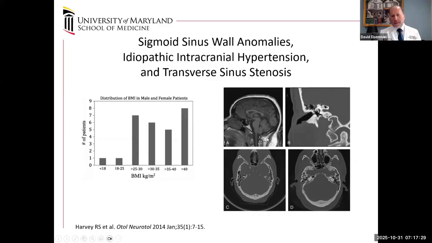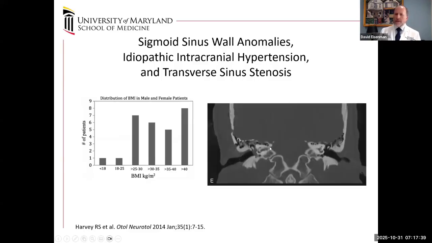Here was one example. She had an empty sella. She had a middle fossa encephalocele. She had a sigmoid sinus dehiscence. We repaired it, and her pulsatile tinnitus got better. We did a middle fossa approach and repaired her with a titanium mesh plate. This was a little while ago. Nowadays, I would have repaired both of these through a transmastoid approach, one operation. You fix the two problems in one shot.